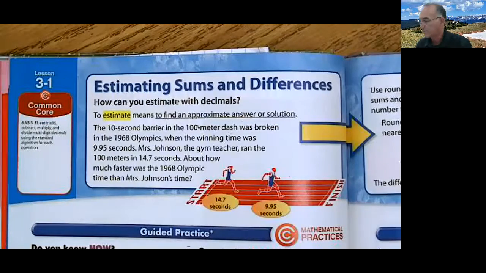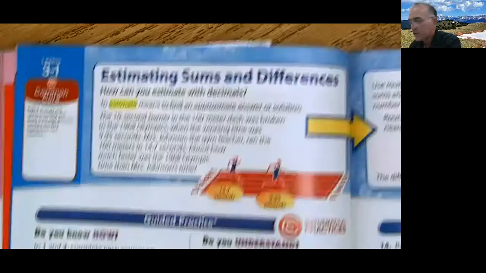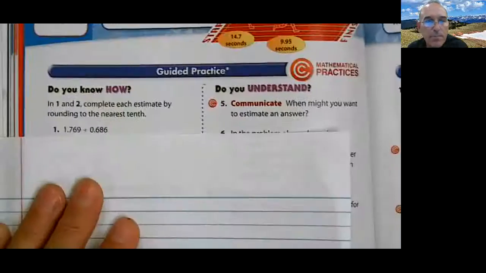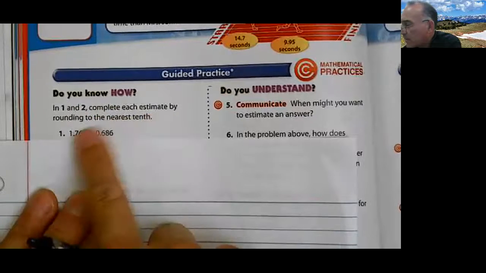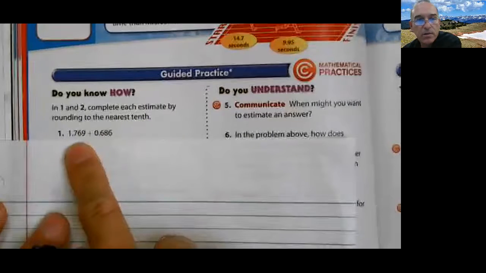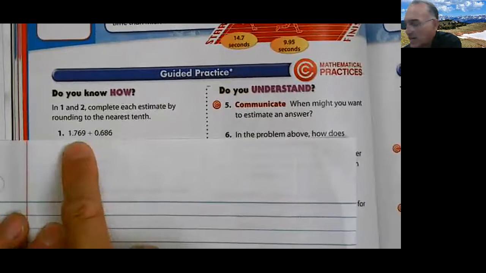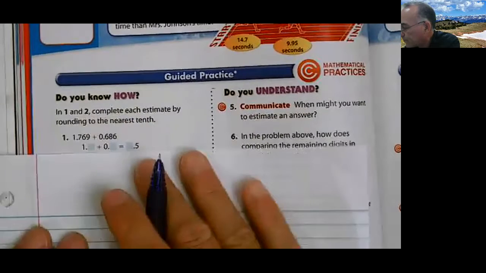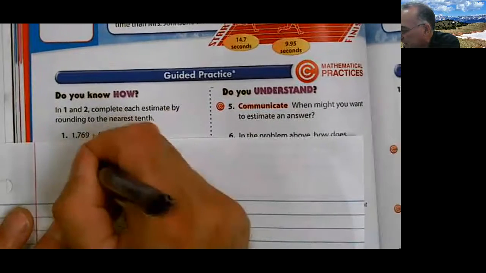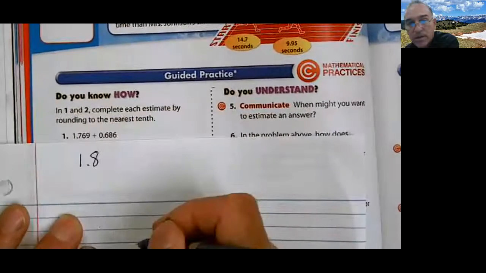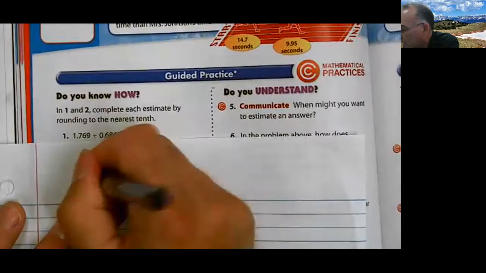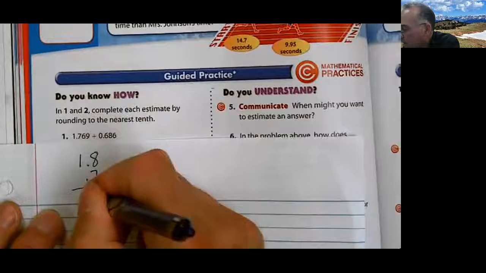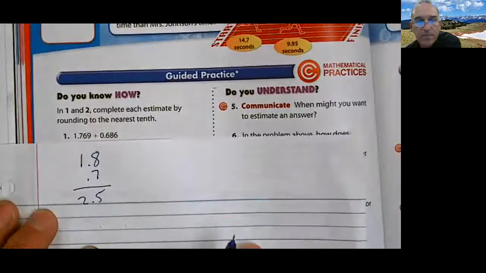For example, let's take a look at this one here. I'm going to use my book today. It says, complete each estimate by rounding to the nearest tenth. So if I rounded this to the nearest tenth, I'd have 1.8, wouldn't I? If I rounded this to the nearest tenth, I'd have that. This would get me 2.5. Do you see how they rounded there?